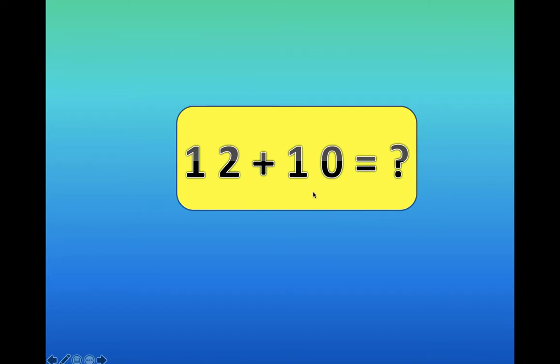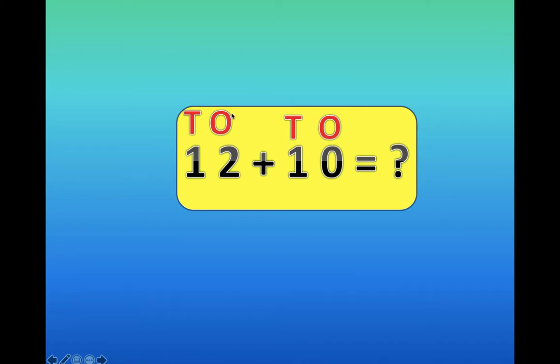Let's see how we can add mentally and very fast. To start with, first you have to know the place values, that is ones and tens. What is in the ones place? 0. And what is in the tens place here? 1. Similarly, what is in the ones place? 2. And what is in the tens place? 1.